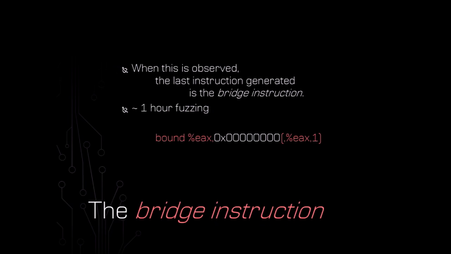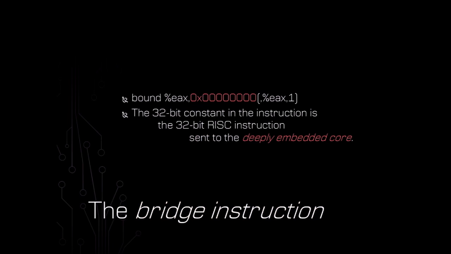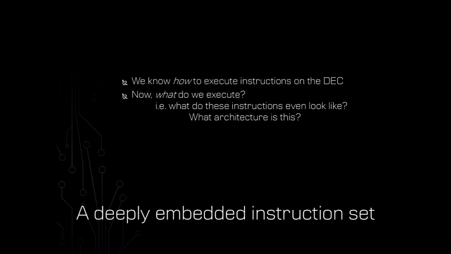So it takes about a full hour of fuzzing to find this, but what SandSifter uncovered was that a bound EAX instruction in x86 is able to send instructions over to the RISC core after that core has been activated. Specifically, bound EAX has a 32-bit constant value in it, and it's this 32-bit constant value that forms the actual RISC instruction that will be sent to that deeply embedded core that might be able to bypass processor security checks. So we're getting further.